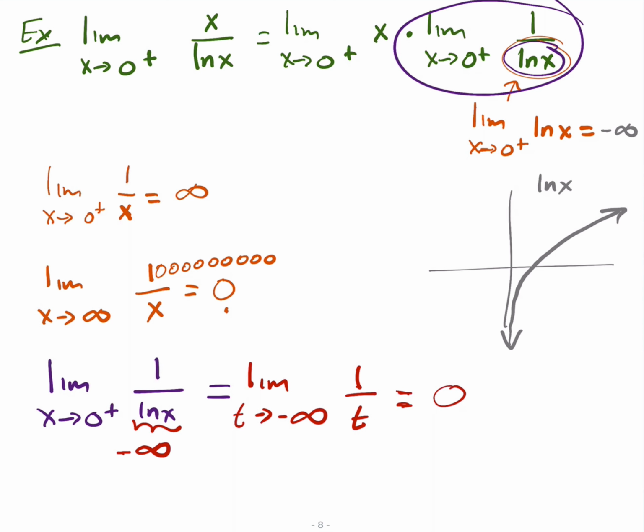Okay, so back to the original question. Is it okay that I broke it up into two limits? Yes. Why was that okay? Because this limit actually does exist. This is zero, and what is this one? Zero. So what's this limit overall? Zero times zero. It's not indeterminate, because it's zero times zero. If it was zero times infinity, then it would be indeterminate. But it's zero times zero, so the limit is zero. Does that make sense?